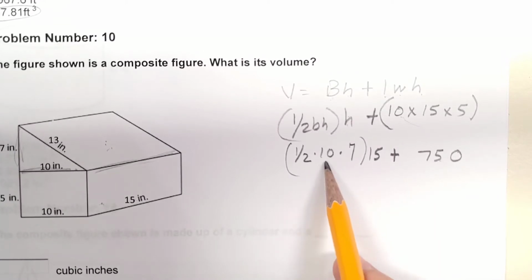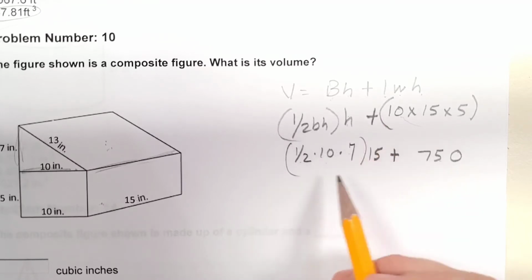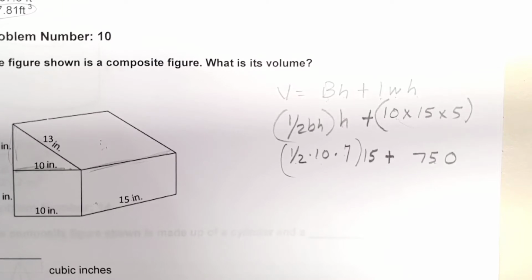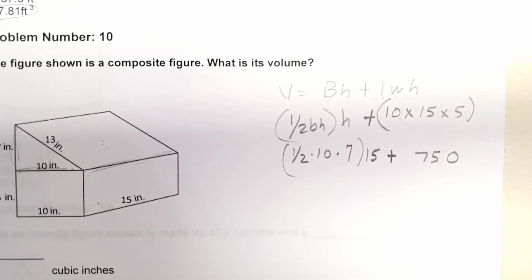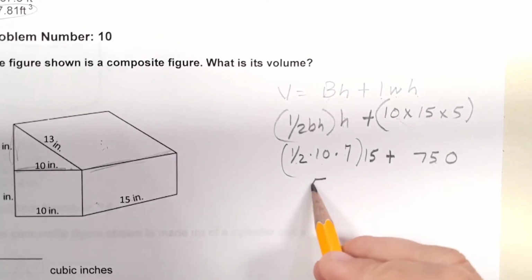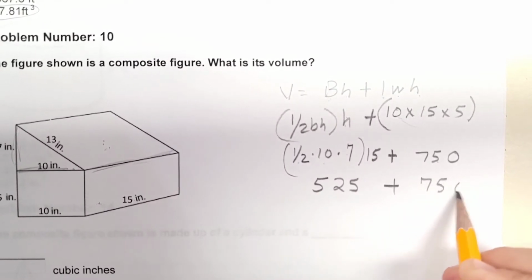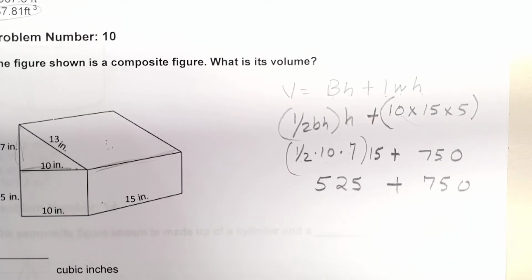Okay, now we have to figure out what this is. Half of 10 is 5. 5 times 7 is 35. 35 times 15 is 525 plus 750. Okay, I'll let you finish that one also.